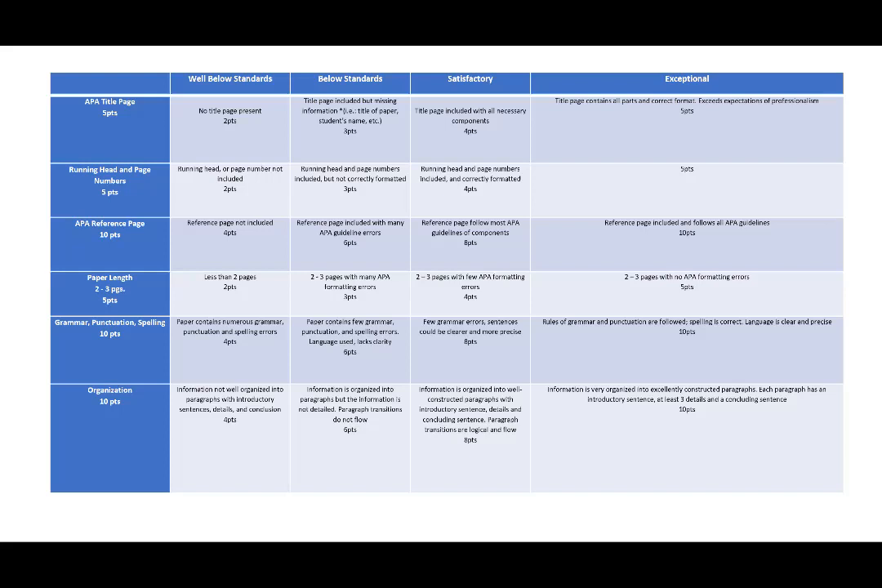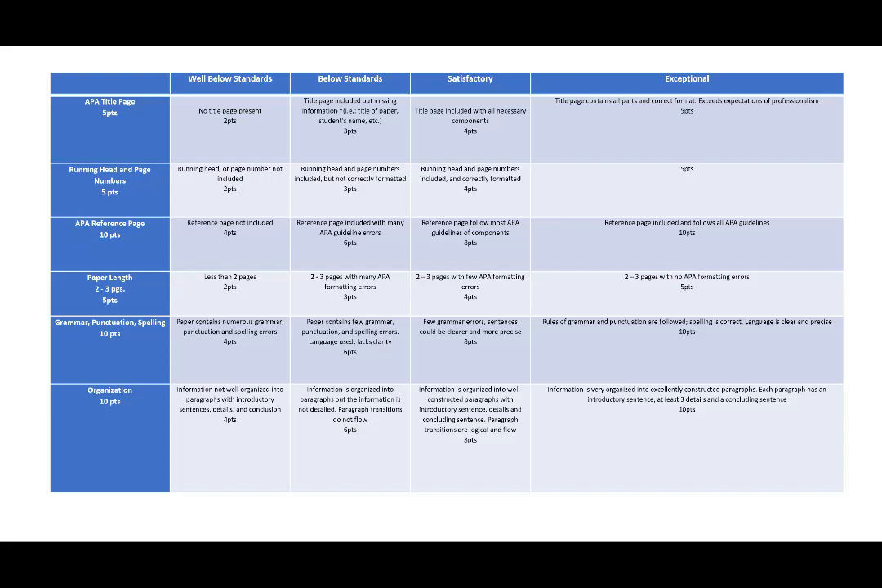Okay, APA reference page. This is at the end of your paper. You could get 10 points for that. If you do not even include it, you still get 4. If you include it, but there are many APA guideline errors, you will get 6 points. If you've followed most of the guidelines, you'll get 8. And if you've included it and it's perfect, almost perfect, you get 10. That's probably one of the more difficult parts of this paper.